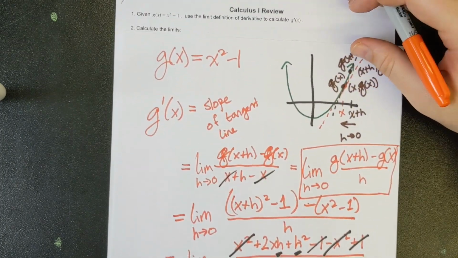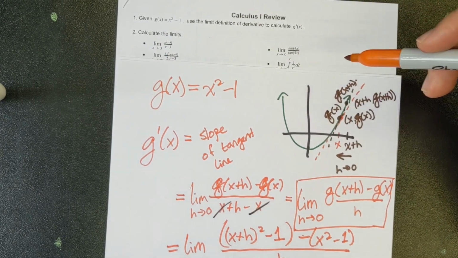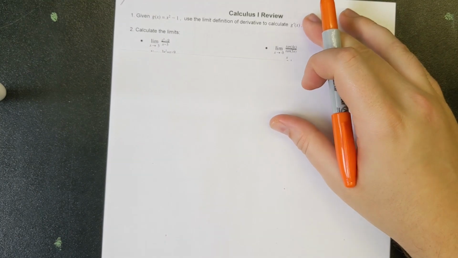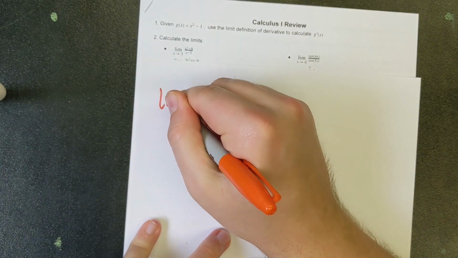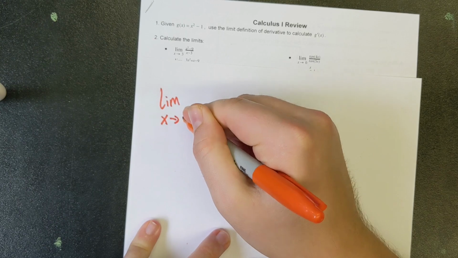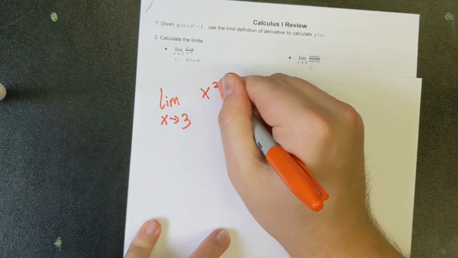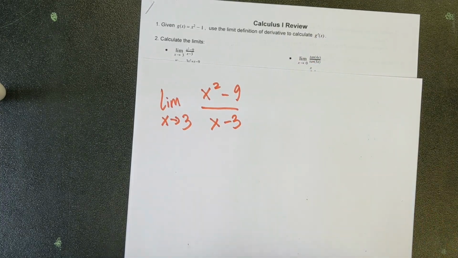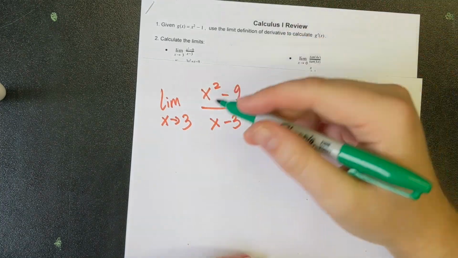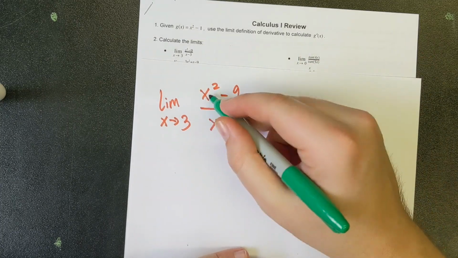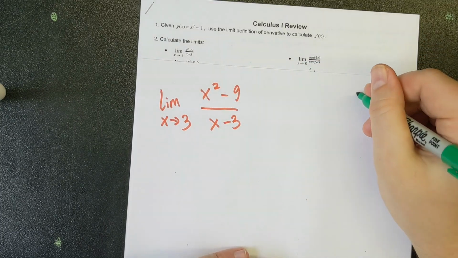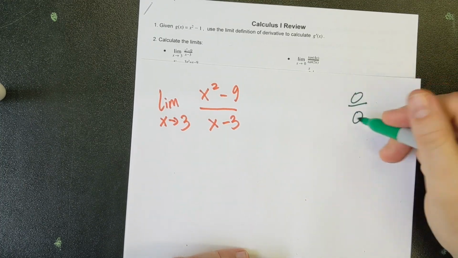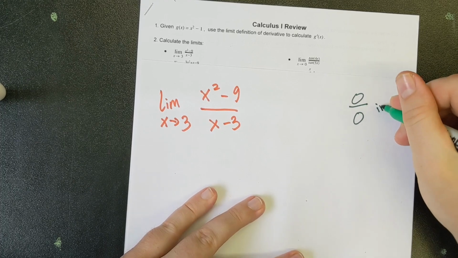The next problem asks us to calculate some limits explicitly. So let's go ahead and do that. The first one is the limit as x goes to 3 of x squared minus 9 over x minus 3. Now you might want to just plug in the 3, but if you do, notice you get on top 3 squared minus 9, 9 minus 9 is 0, over on bottom 3 minus 3 is 0. This is undefined. This is an indeterminate form.